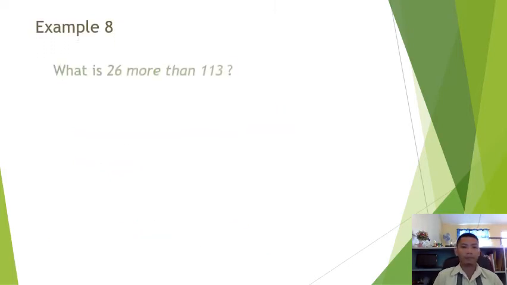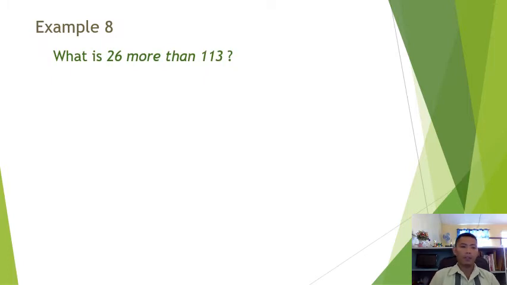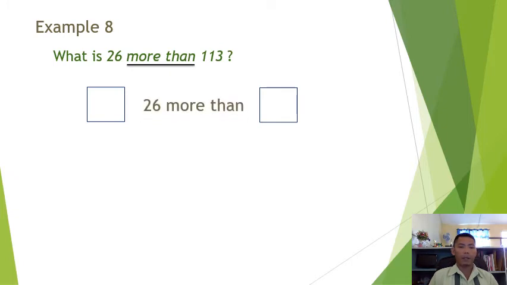Next, example number 8. What is 26 more than 113? Again, we're going to use two boxes to compare two numbers, which is smaller and which is bigger. With the words "more than" in the middle, the number is 26 more than another number. It's 113, meaning the missing number is greater than 113. So it is the bigger, and 113 is the smaller.